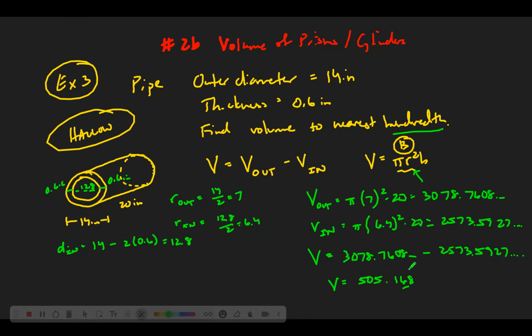The 6 is in the hundredths. The 8 is going to round the 6 up to a 7. So that is 505.17, and this is volume. So that would be inches cubed. And that is the amount of pipe you need to make this hollowed out pipe, or the amount of whatever material you need to make it.